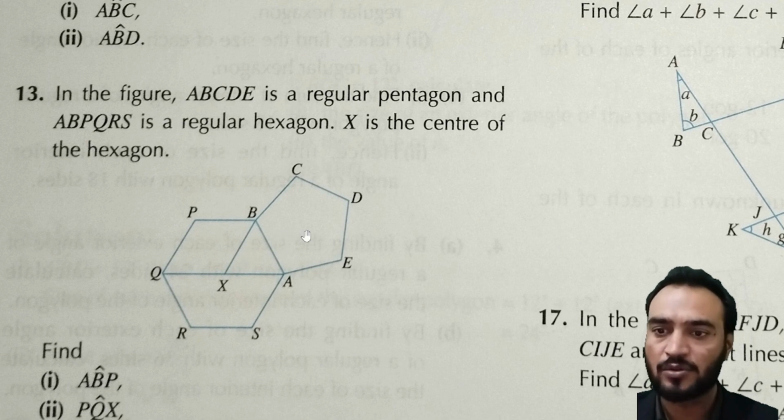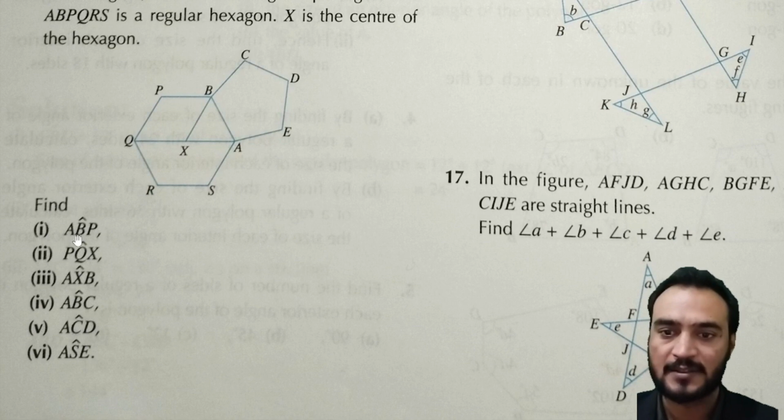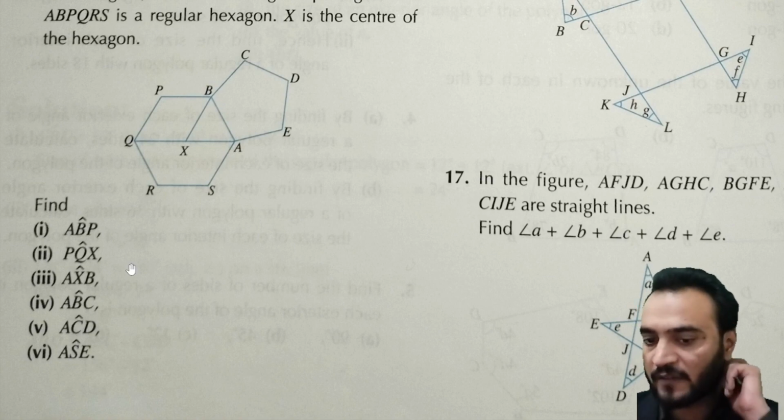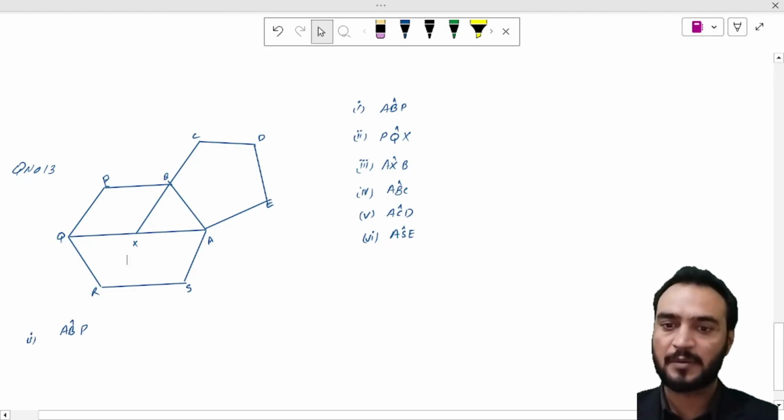X is the center of the hexagon, and this is a pentagon and hexagon sharing a side. We have to find all these angles: ABP, PQX, AXB, ABC, ACD, and ASE. These angles are to be found. So let us solve question number 13.